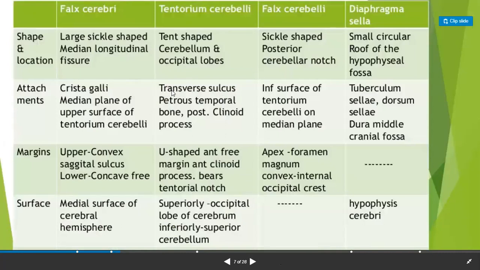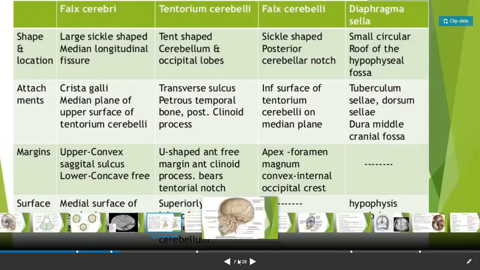Here, regarding attachment, it is attached to the transverse sulcus. There is the petrous part of the temporal bone. Posteriorly, it is attached to the clinoid process. Let me show you once.